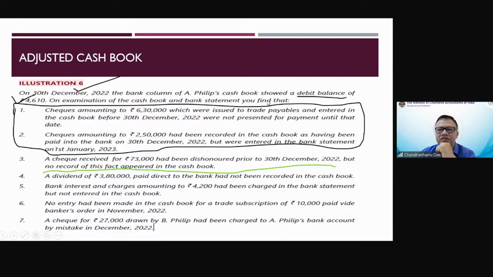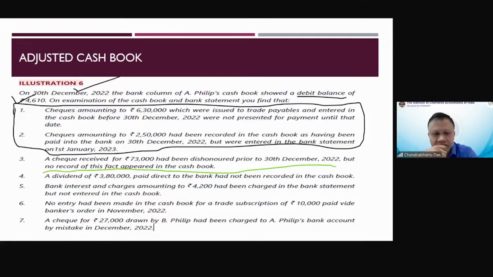Yeah. Sajeev wants to say something. Hello, sir. I have a doubt in point 4. Yes, tell me. It is written that a dividend of rupees 3,80,000 was paid directly to the bank, but it is not recorded in the cash book. Yes, so this is an error that we will rectify in the books of accounts, in the cash book. Okay, this is not an error. This is an omission, which we did not record in the cash book.